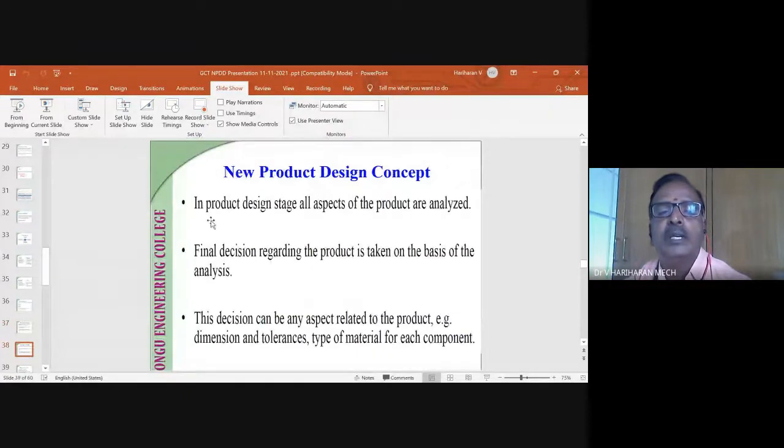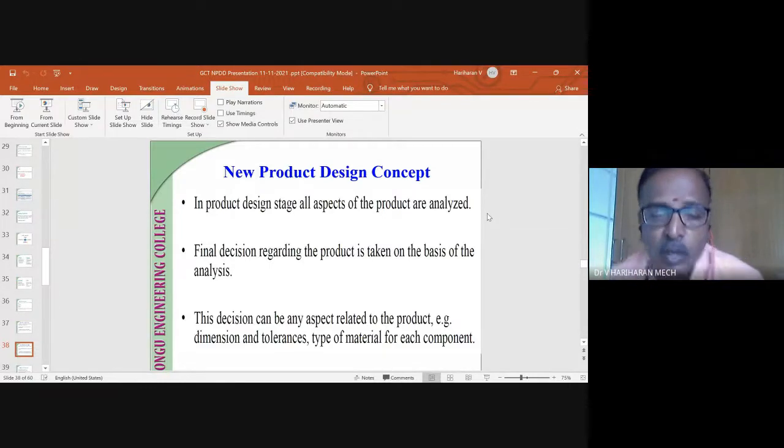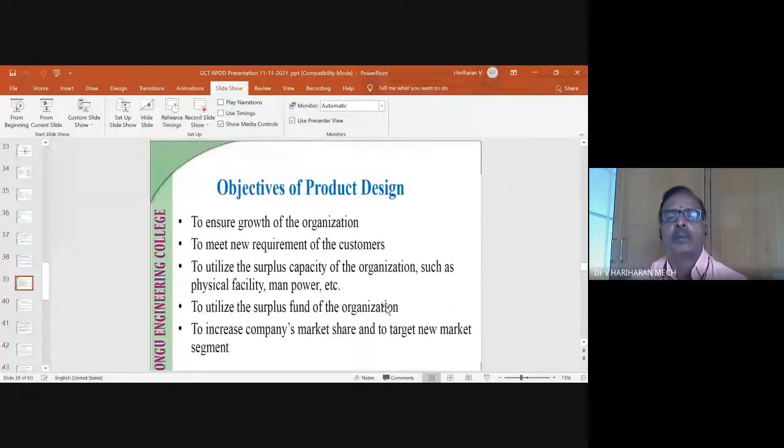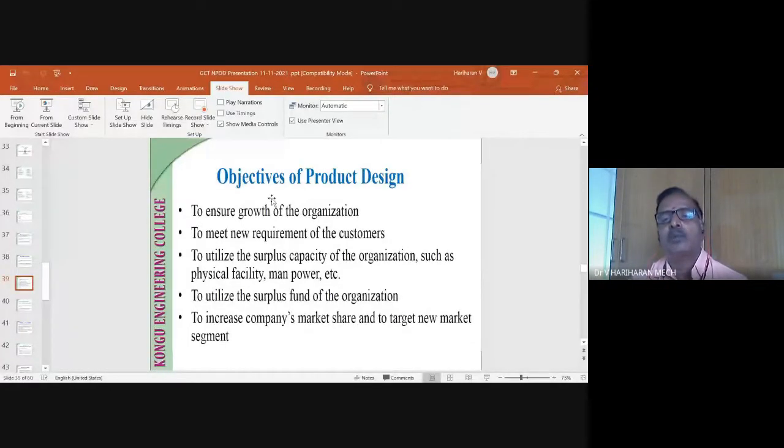Now in the product design stages, all aspects of the product are analyzed. What material to select, what dimension, what shape is required, and what safety measures you are going to take. All areas you have to analyze thoroughly before the introduction of the product. The final decision regarding the product is taken on the basis of analysis only. This decision can be on any aspect related to the product, for example dimension or tolerance, already I told you. No problem. Then the objective of product design.